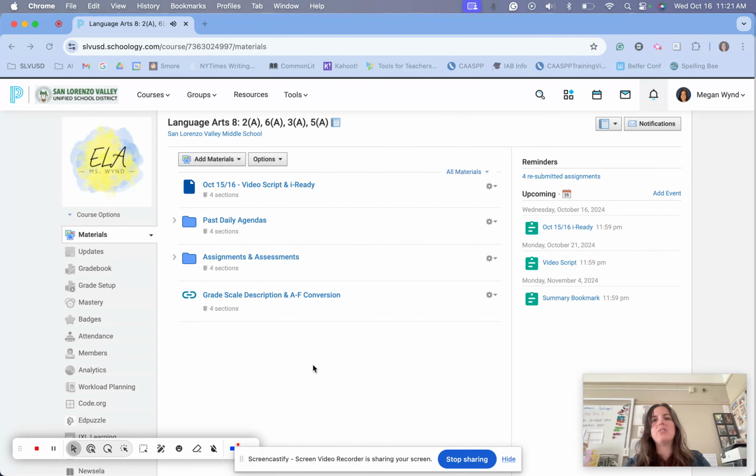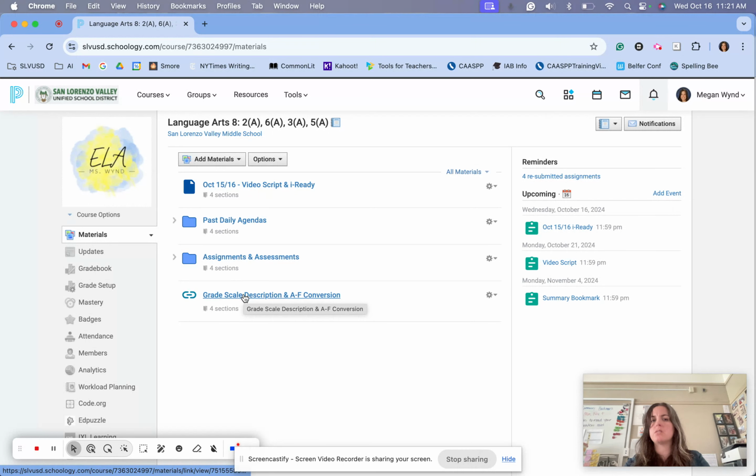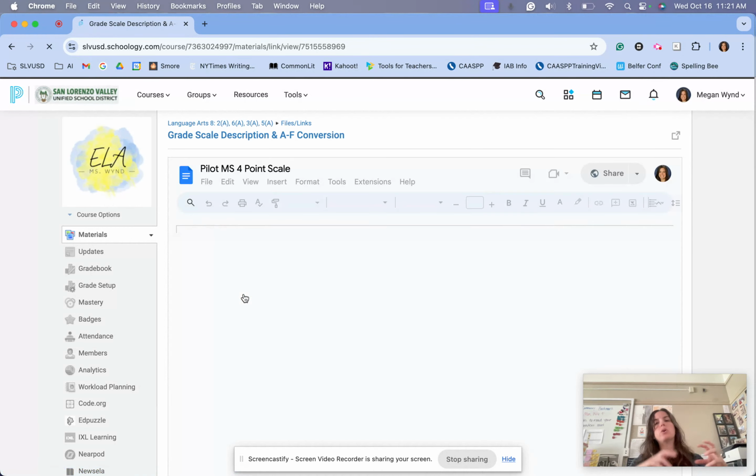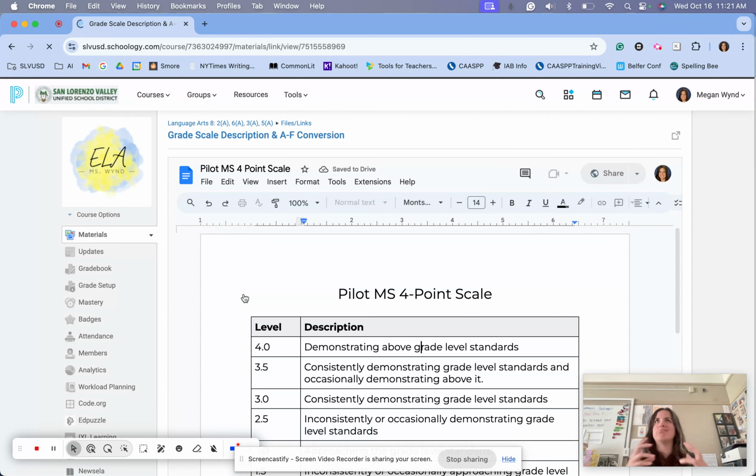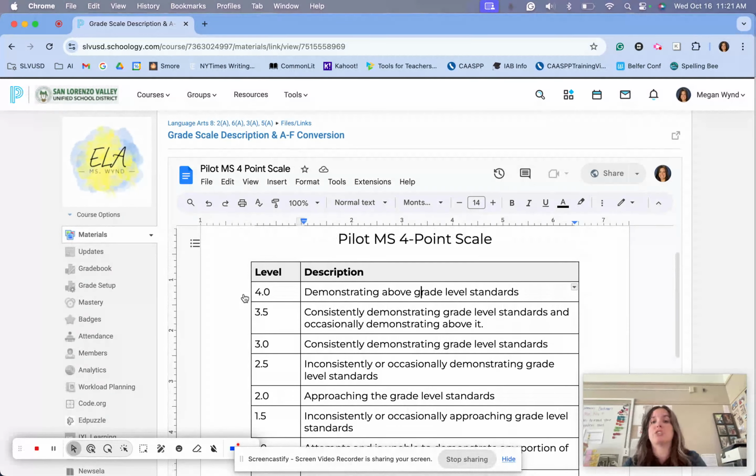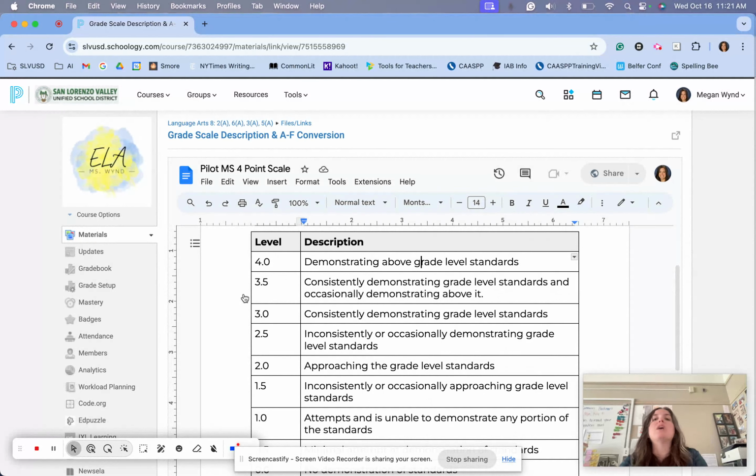Hi, let's talk about the 0 to 4 grading scale. So when you come to Schoology on our main page, there's a link to the grade scale descriptions and the A to F conversions. So the 0 to 4 and the A to F system aren't really compatible, but in this transition time to help us understand what's going on, we do have a conversion. What's preferable, though, is for us to start understanding and start looking at what do these numbers mean?